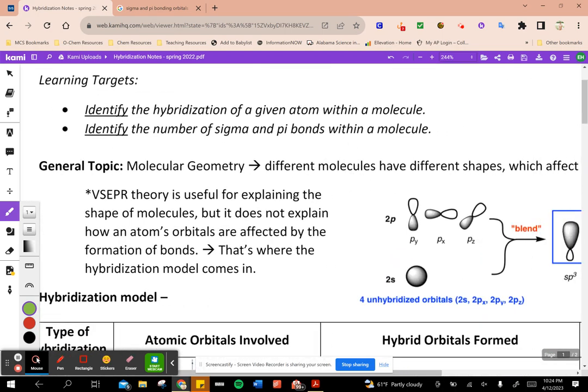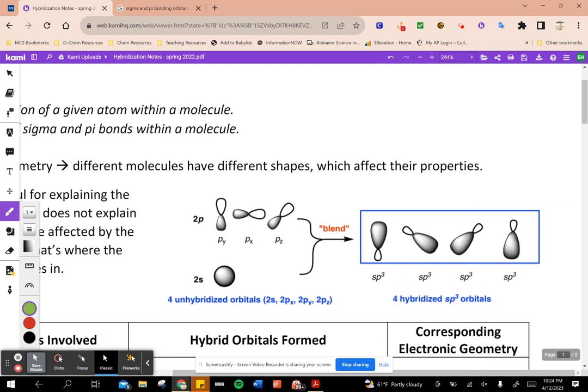But another theory that goes along with that is what's called the hybridization model. It says VSEPR theory is useful for explaining the shape of molecules, but it does not explain how an atom's orbitals are affected by the formation of bonds. It says that's where the hybridization model comes in. When we're talking about orbitals in this word, we're referring to those three-dimensional, wave-particle dual shapes that the electrons occupy, or in which they exist within the atom.